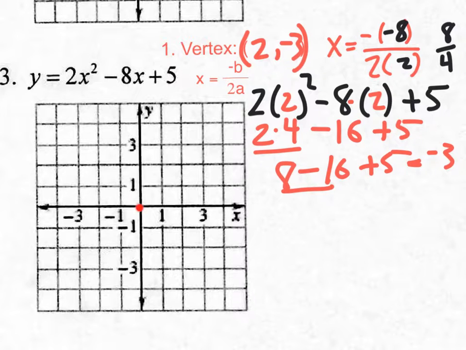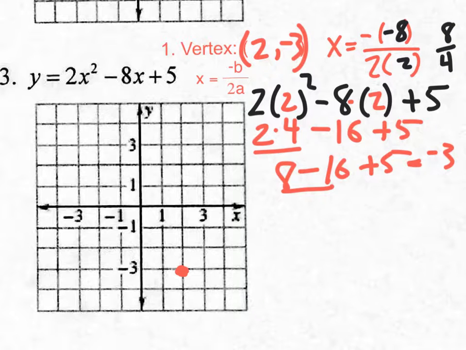So let's actually go to 2 on the x, negative 3 on the y, and put a dot right there. And this is the most important dot of any parabola. It's called the vertex. It's either the highest point or the lowest point, the maximum or minimum value. Ladies and gentlemen, is this a max or min value just by looking at the equation? It's a min value because the a value is 2, which means it's positive, which means it's opening up. And so it has to be a minimum value.